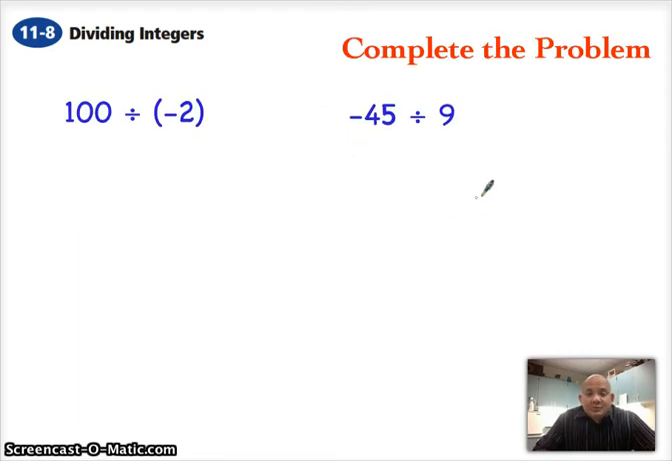Next, we have two problems here that I want you to go ahead and complete. It's 100 divided by a negative 2, and then a negative 45 divided by 9. Once again, I want to suggest that you look at the signs and determine what sign the quotient will have, what sign the answer will have.